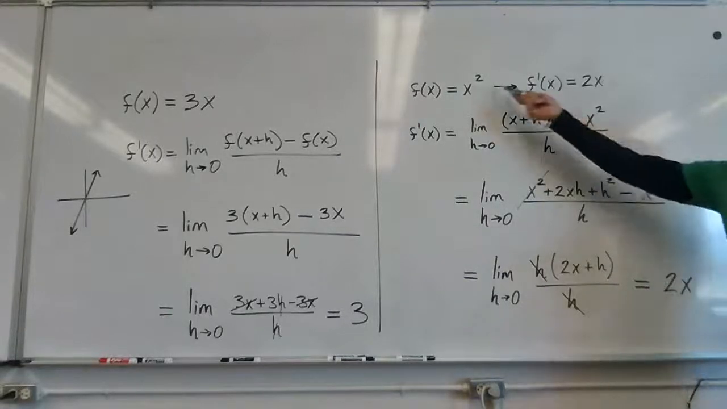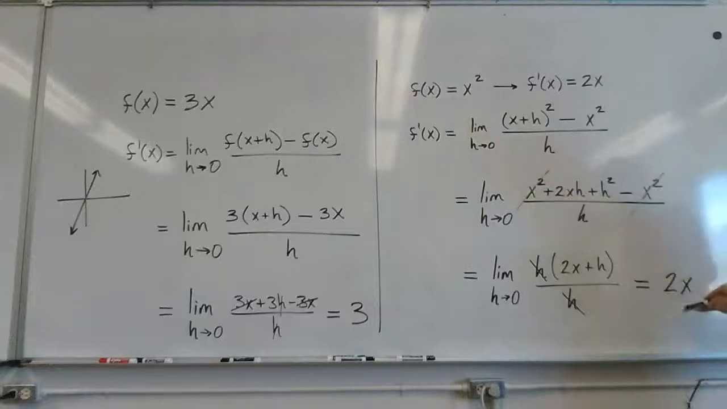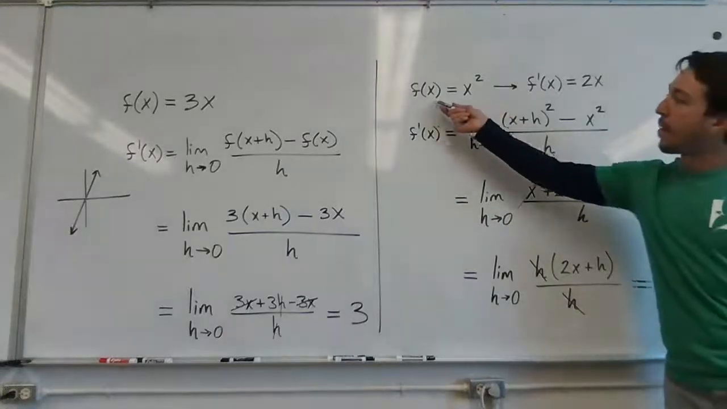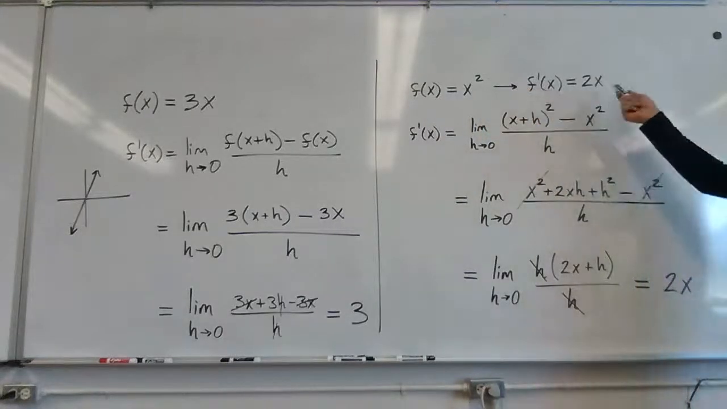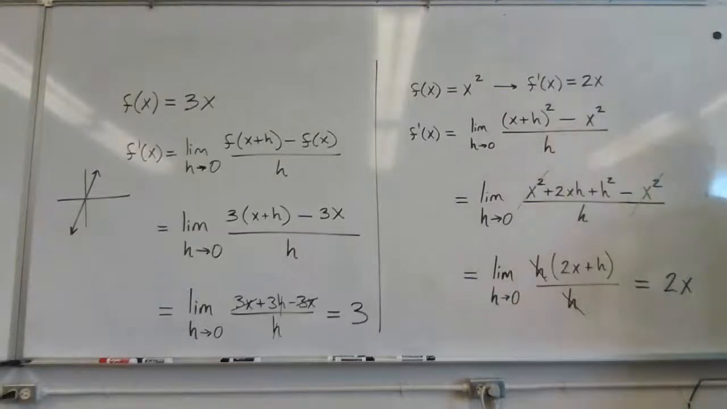So there you go. The long story of this proves conclusively, rigorously, that the parabola has a derivative function of just a linear function, 2x. So that's pretty interesting. Now, there's a little bit of notation here.